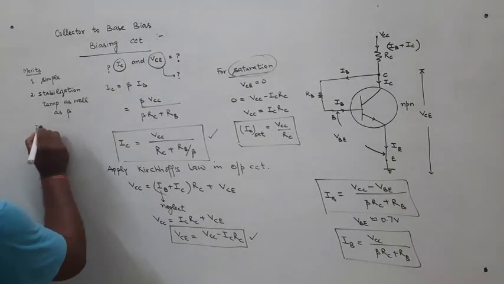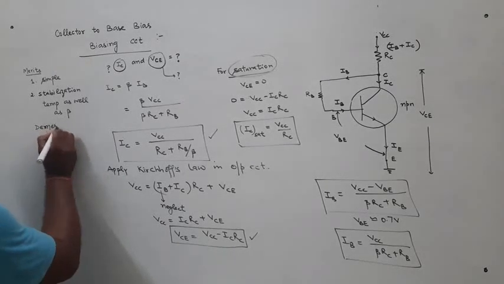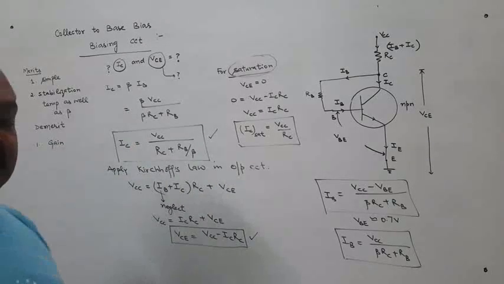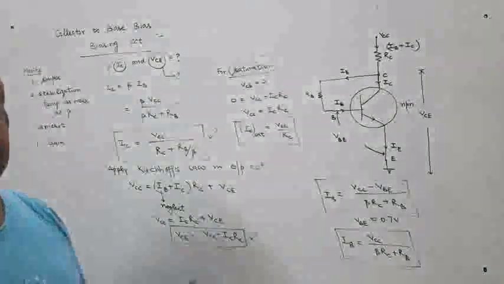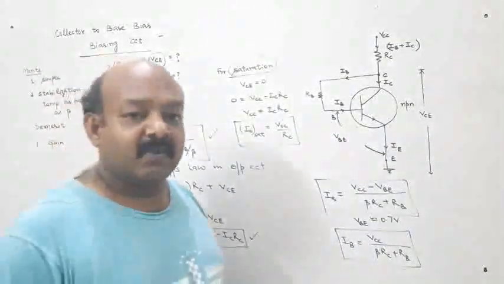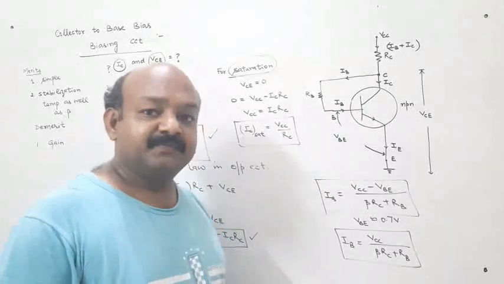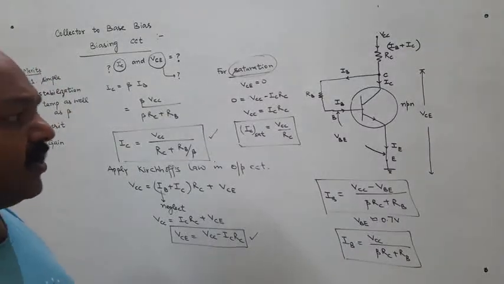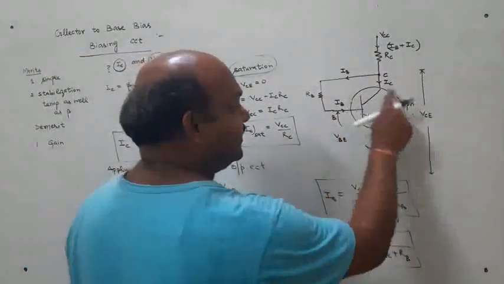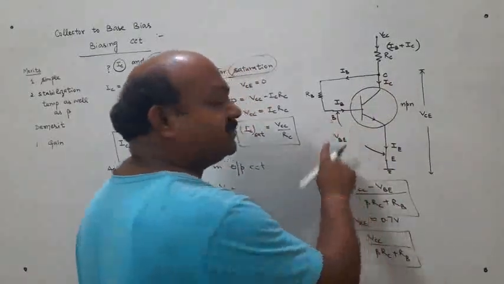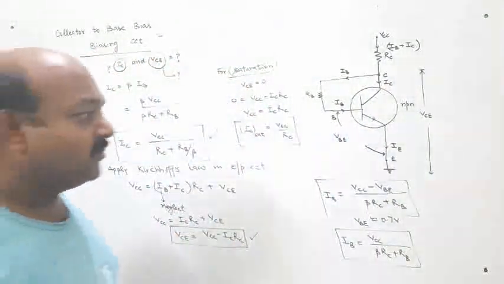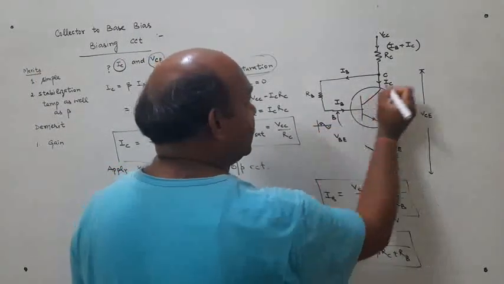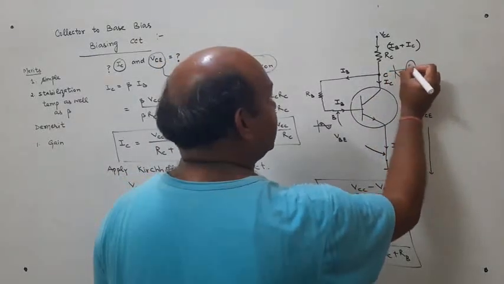There is also a demerit. The demerit is gain. If we use this circuit in a transistor amplifier, no doubt it stabilizes the operating point very effectively, but it reduces the gain of the amplifier. It is because it is a common emitter amplifier. Here output is out of phase with input. That is, if we give a positive peak here, here we will get a negative peak.